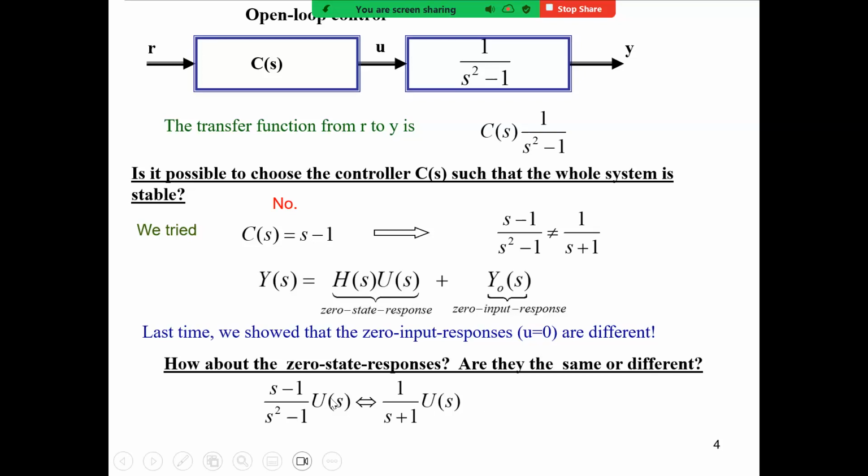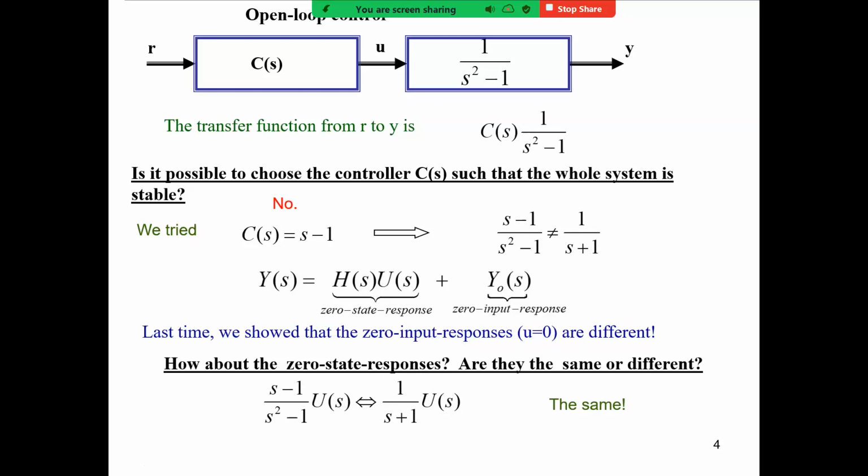So I have an input. Let's say the initial condition term is 0, so the output is this transfer function times U, and for the other system it will be that transfer function times U. So there are the outputs due to the input. Look at that. Tell me. All right, I already gave you the answer: it is actually the same.